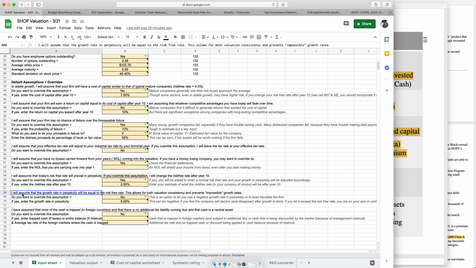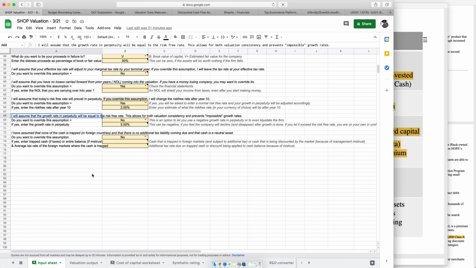Okay, this one here. I will assume that the growth rate in perpetuity is equal to the risk-free rate. So it's a combination of both of these actually. So this is a good time to talk about assumptions.